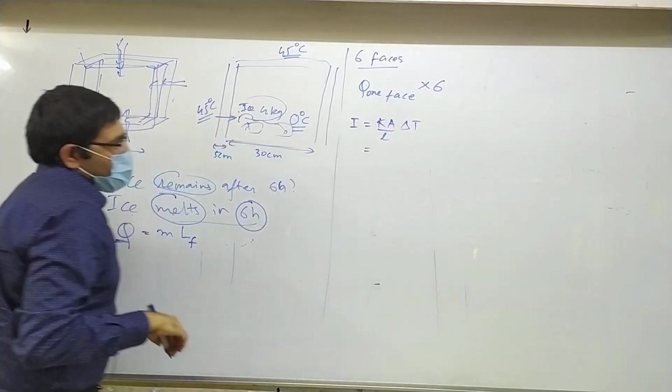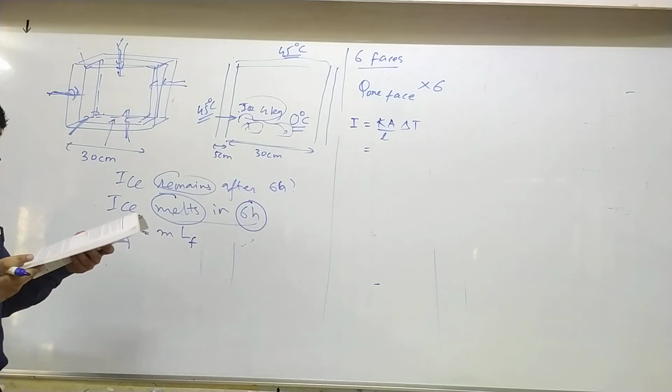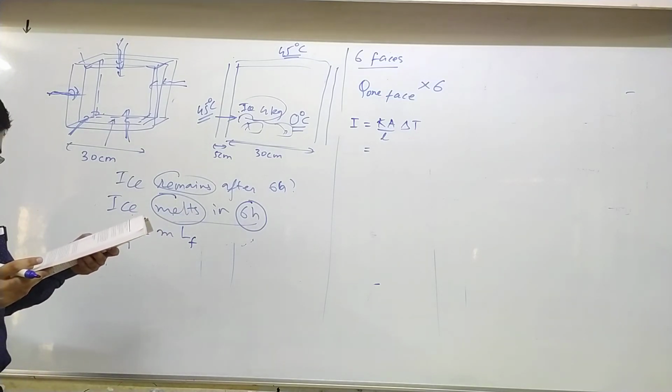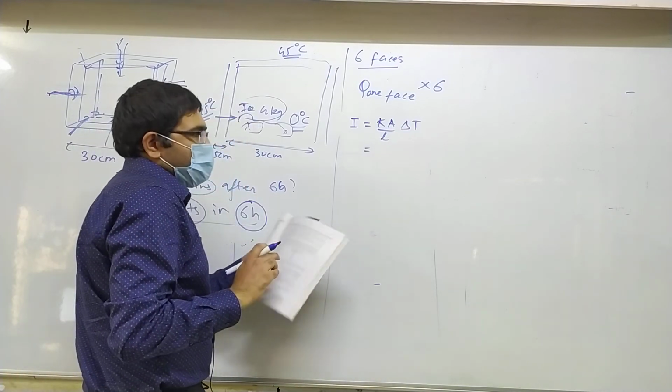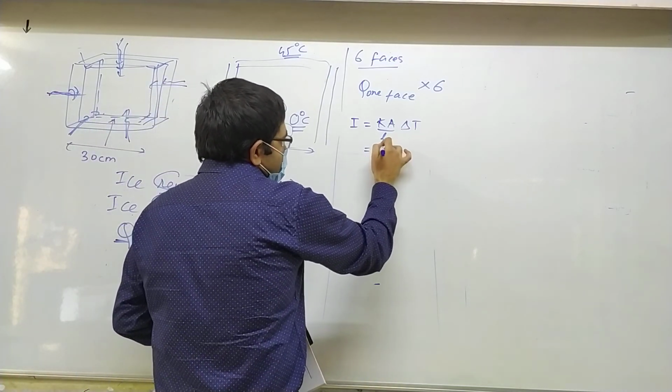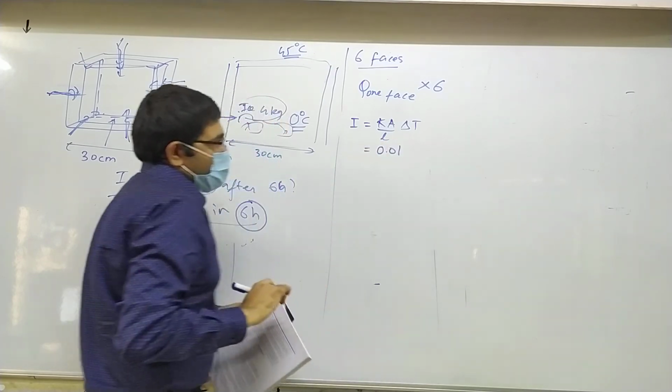Now we are going to put values in the formula. K for thermocol is given as 0.01 in SI unit, joule per second per meter per Kelvin, or watt per meter per Kelvin. So this is 0.01 for K.